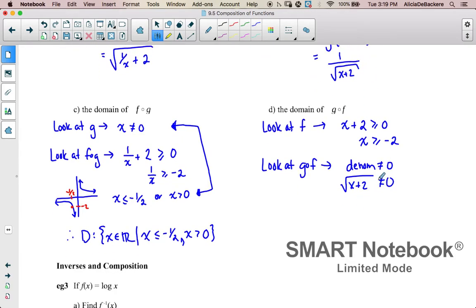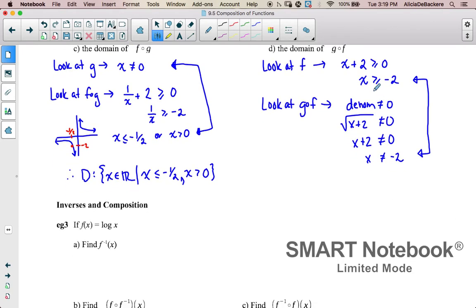Now I'm going to solve here for x. So I've got the square root. To move it to the other side, I'm going to square both sides, and I get x plus 2 can't equal 0. And then I'm going to move the 2 over and subtract it. And I see that x cannot equal negative 2. And now I'm going to combine these two statements.